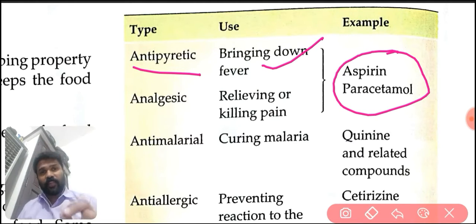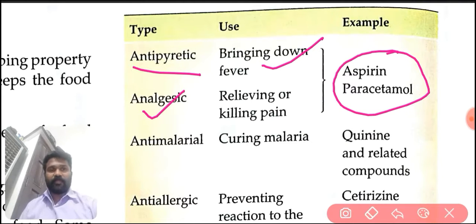Another type of medicine is analgesic. It is used to relieve or kill the pain. We are using analgesic medicines to relieve from pain. The example given here is also aspirin and paracetamol. Aspirin and paracetamol come under the category of analgesic medicines.